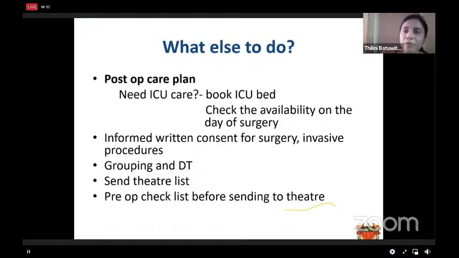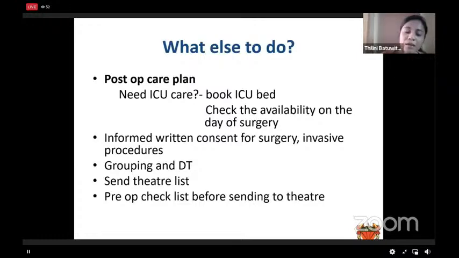You may have to preserve blood for certain patients and certain surgeries. Again, like investigations, not all patients need grouping or DT. If the patient is coming for a breast abscess drainage, they don't need either grouping or DT. But if the patient is coming for, let's say, a joint replacement or lung surgery or something like that, they will need DT or preserving of blood.